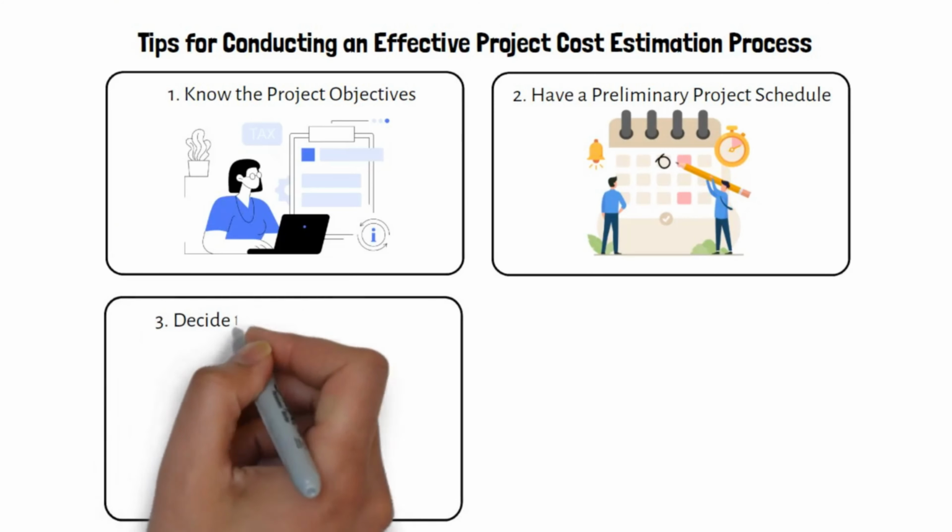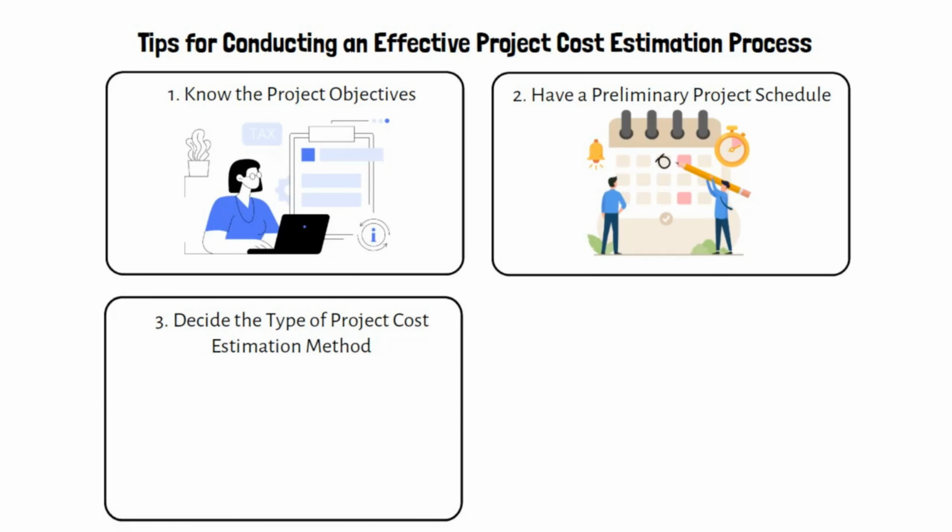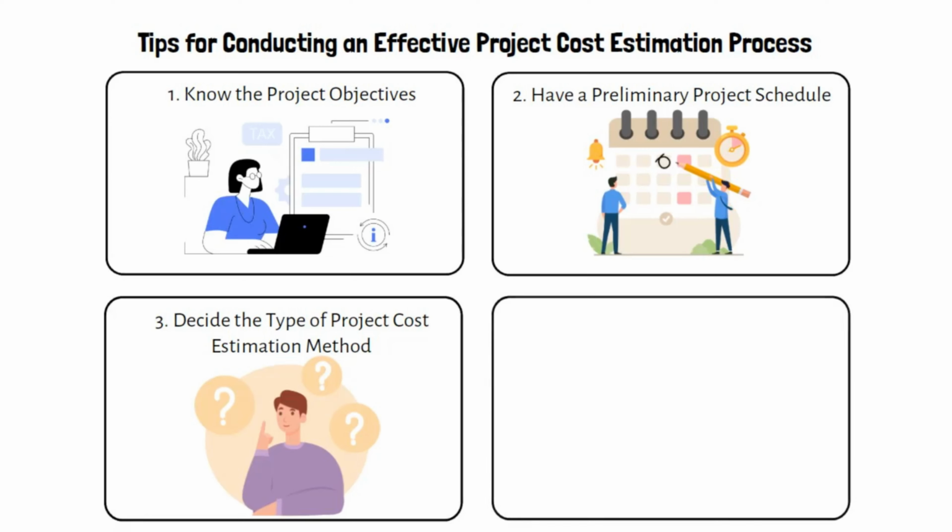3. Decide the type of project cost estimation method. Decide which method you are going to use for cost estimation. If you need a very rough estimate, you can decide to use an analogous estimation technique instead of a bottom-up estimation. Note that more accurate methods are costly and time-consuming.